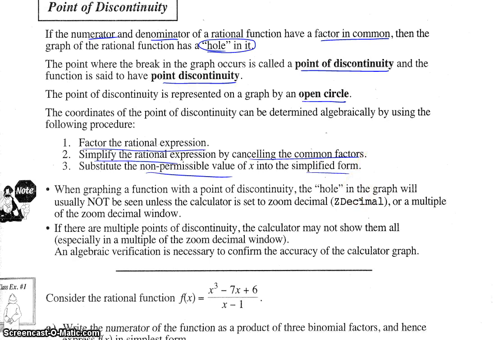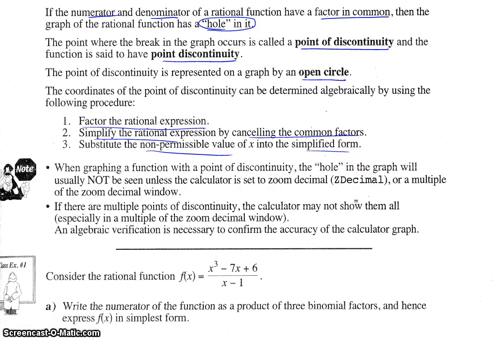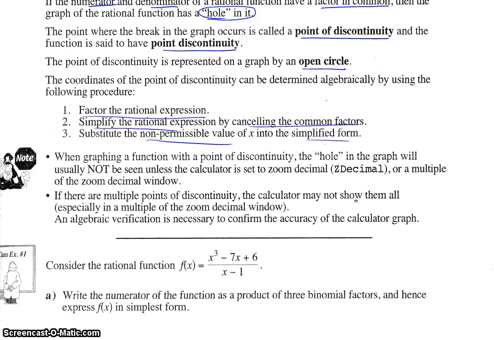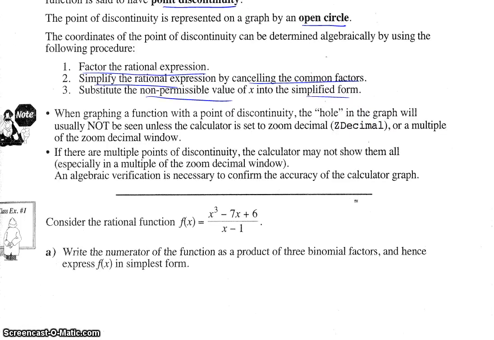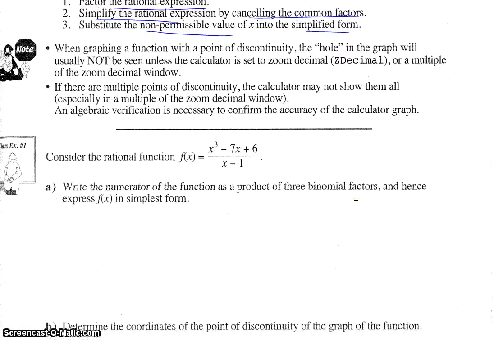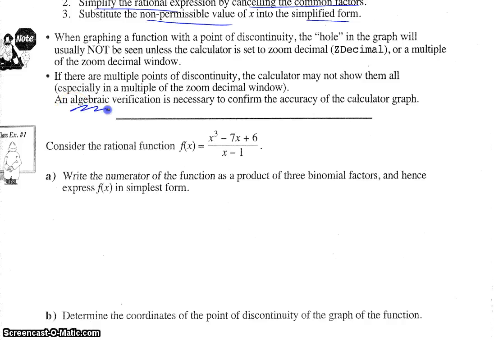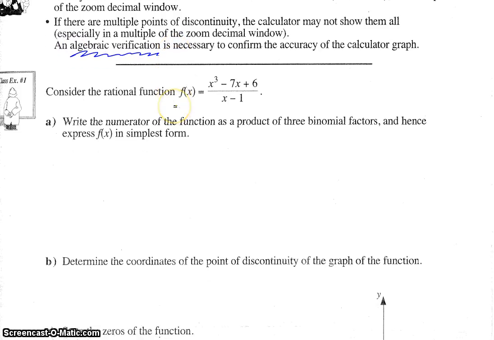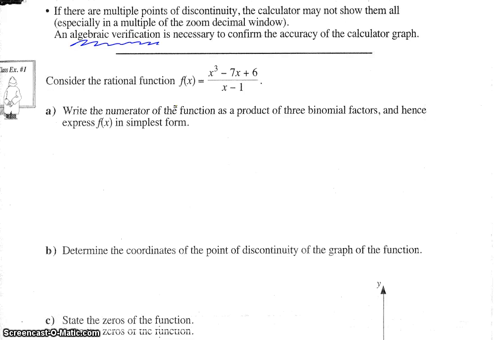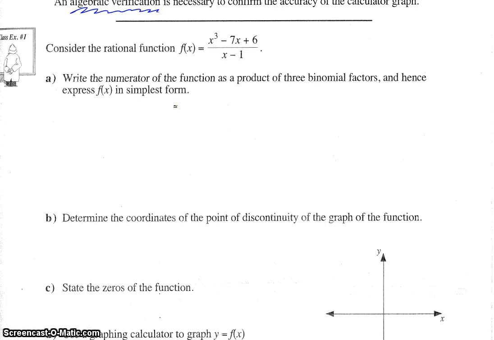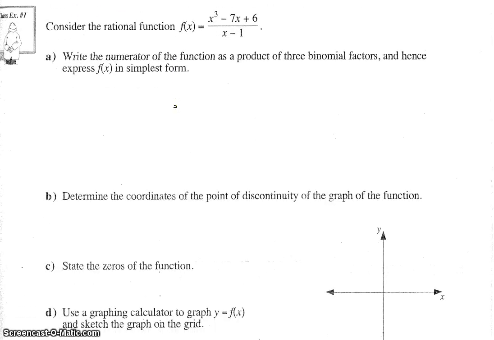Okay, typically on the graph you can't see this unless you zoom decimal, and hopefully it's in the region that you're looking at. And sometimes if there's multiple points, you just won't see it. So that's why we need to know how to do this algebraically. So don't think, oh, I can just do it on my graphing calculator, because no, it just won't show up sometimes. Okay, let's look at this rational function.